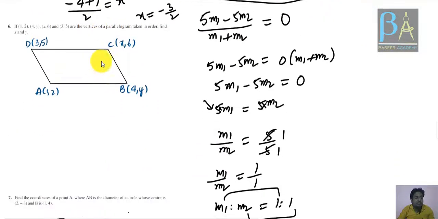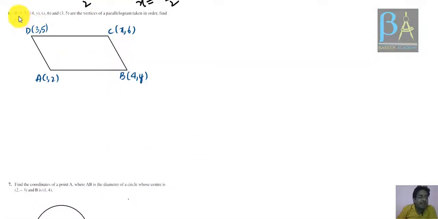Let's move on to question number 6. Question number 6 says: if 1 comma 2, 4 comma y, x comma 6 and 3 comma 5 are the vertices of a parallelogram taken in order, find x and y. So I have written the coordinates given to me in a particular order, which means I wrote it continuously A, B, C, D. I took this as A, this coordinate as B, this point as C, and this point as D.